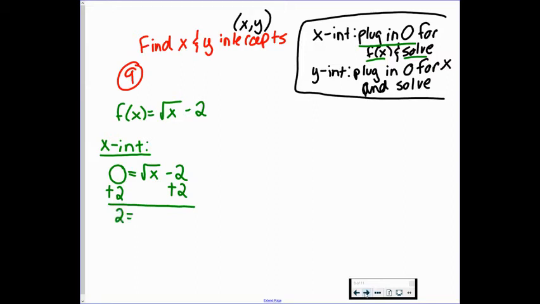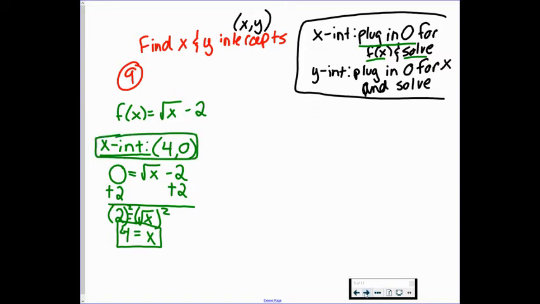0 and 2 is 2. To undo something that's square rooted, I'm going to square both sides of the equal sign. 2 squared is 4, and the square root of x squared is simply x. So x equals 4. That means that 4 is the x value, and 0 was the y value. So that's how you find the x-intercept.